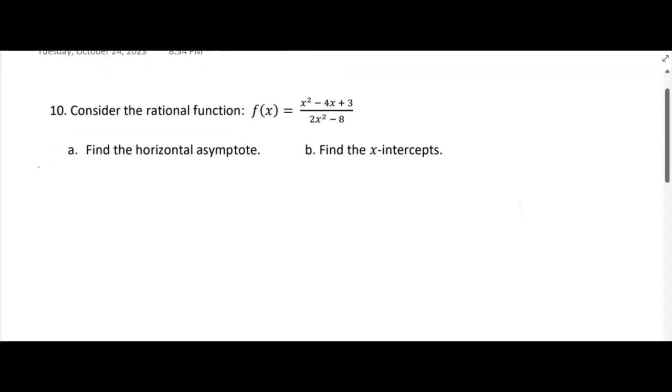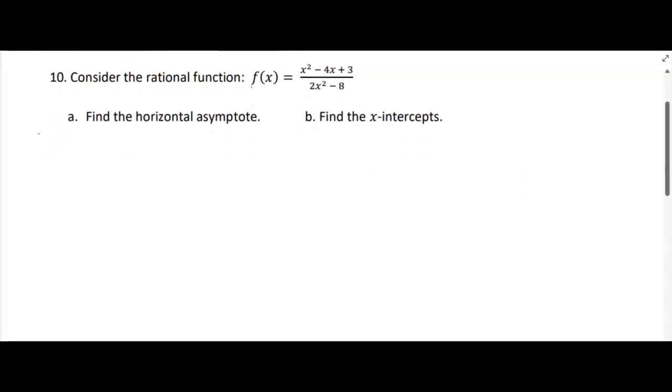Okay, so another problem with a rational function. When we see this rational function, we're going to want to factor the numerator and factor the denominator. You can do that right at the beginning. That's not a bad idea in case there are any holes, anything cancels.